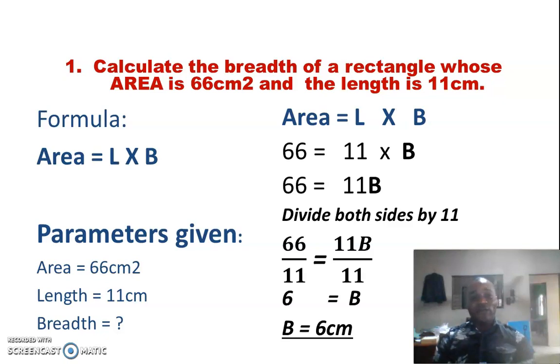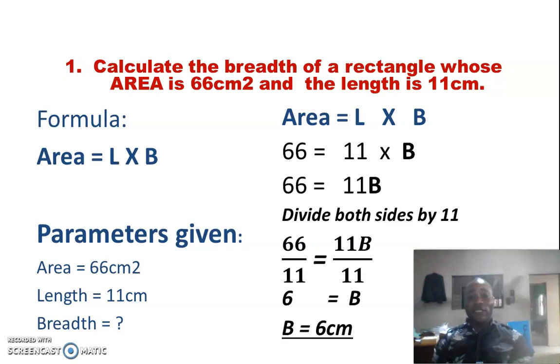Now, going back to the formula for the area of a rectangle, which says area is length times breadth. State out the parameters. Area is 66 centimeters square, length is 11 centimeters, and the breadth is unknown. Now, inputting the values into the formula, area is 66 equals length 11 times breadth, unknown. So 66 equals 11 times b, which is 11b. We have now 11b equals 66.